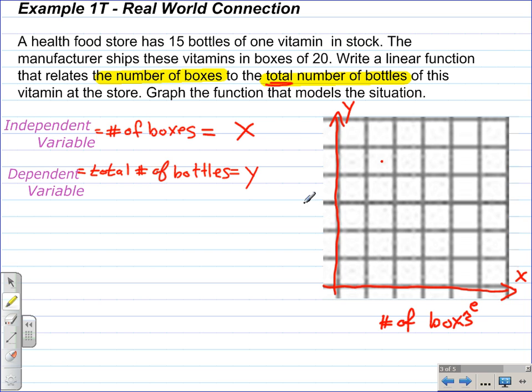Along the y-axis, or the dependent axis, we're going to have the total number of bottles. I'm just going to write the word total to save myself some time and some heartache. I have a hard enough time writing with this thing when I make these videos. So that's what's going on. We defined our variables and we started to set up our graph.